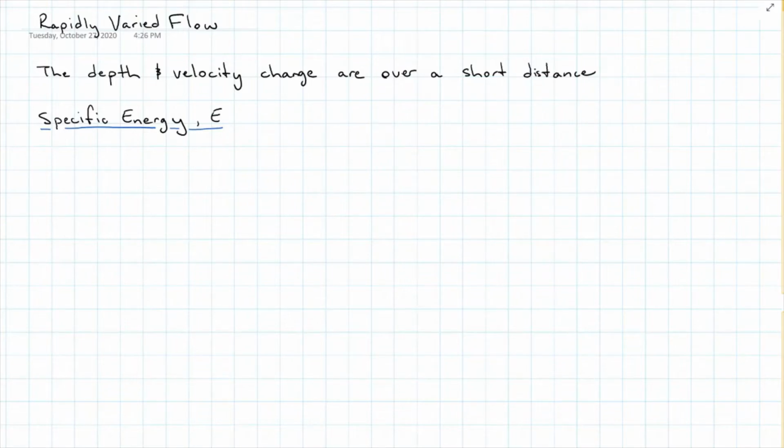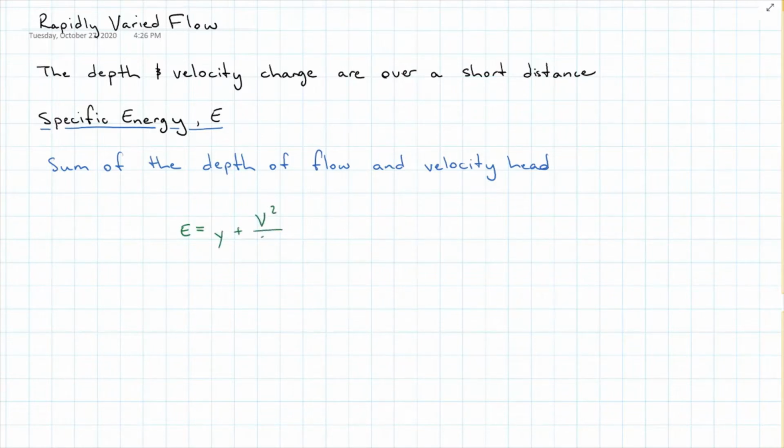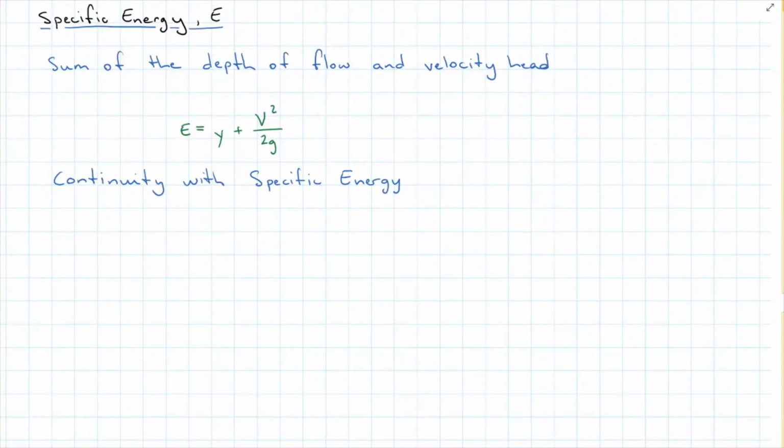This is the sum of the depth of flow and the velocity head. In equation form, that's going to look like E, specific energy, is equal to depth of flow plus velocity head, which is V squared over 2g. This is also called energy head. It's also called specific head.